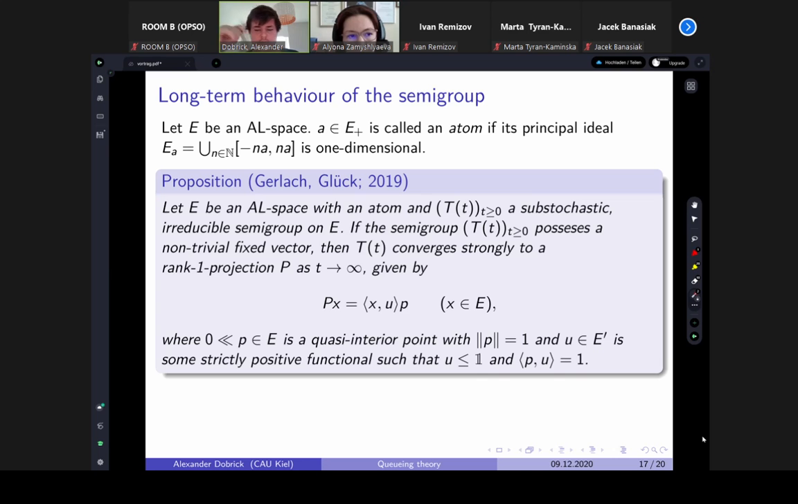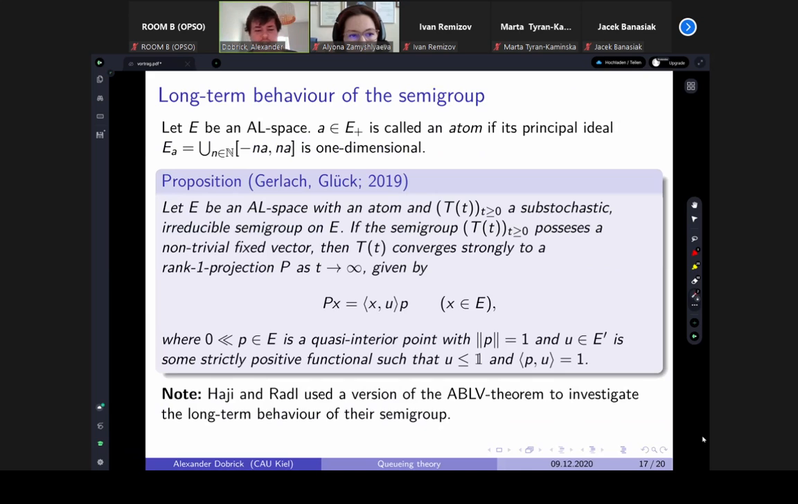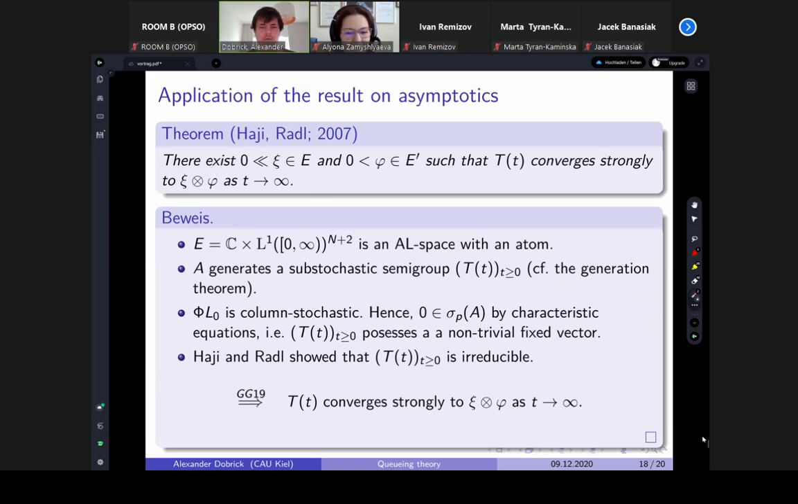What's worth mentioning at that point: Haji and Radl in their paper used a version of the RBLV theorem to investigate the asymptotic behavior of their semigroup. This result from Gerlach and Glück does not rely on the RBLV theorem. It's just pure lattice theoretic arguments that are involved. And my time runs out, so let us just see how to apply that theorem to our example.